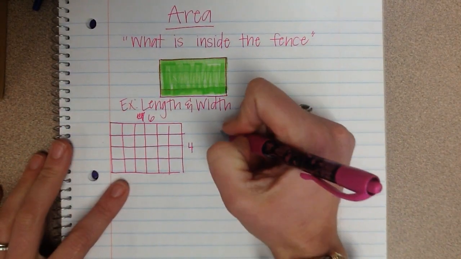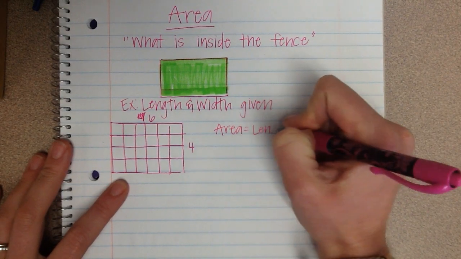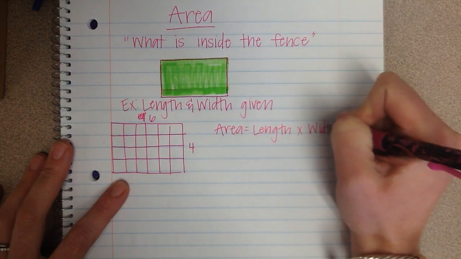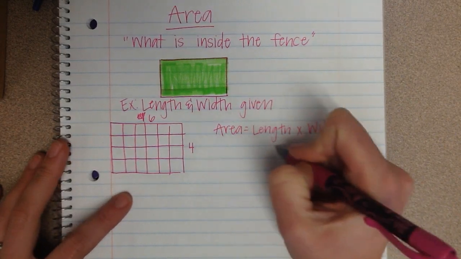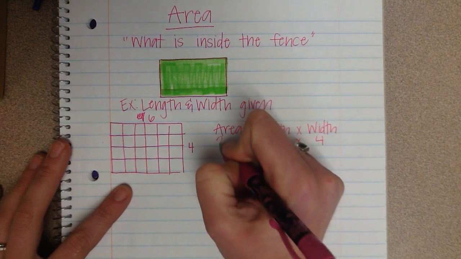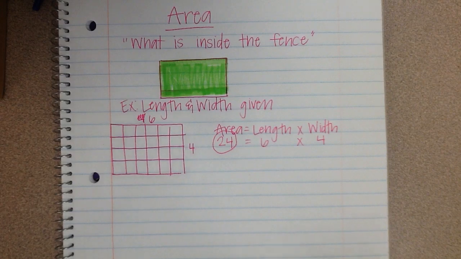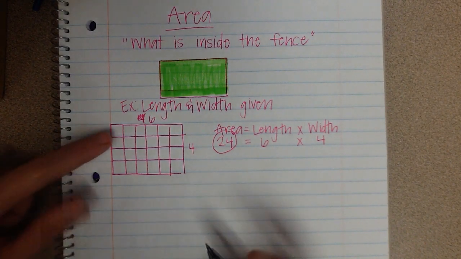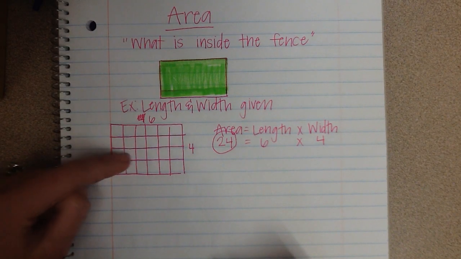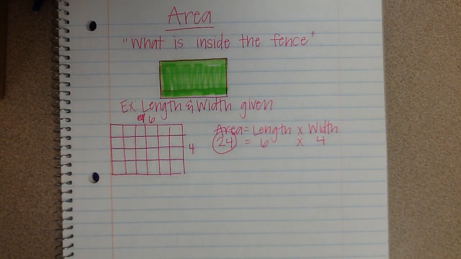What we would do to find area equals length times width. So all you have is 6 times 4 equals 24. That is your area, 24. If you can count 1, 2, 3, 4, 5, 6, 7, 8, 9, 10, 11, 12, 13, 14, 15, 16, 17, 18, 19, 20, 21, 22, 23, 24.